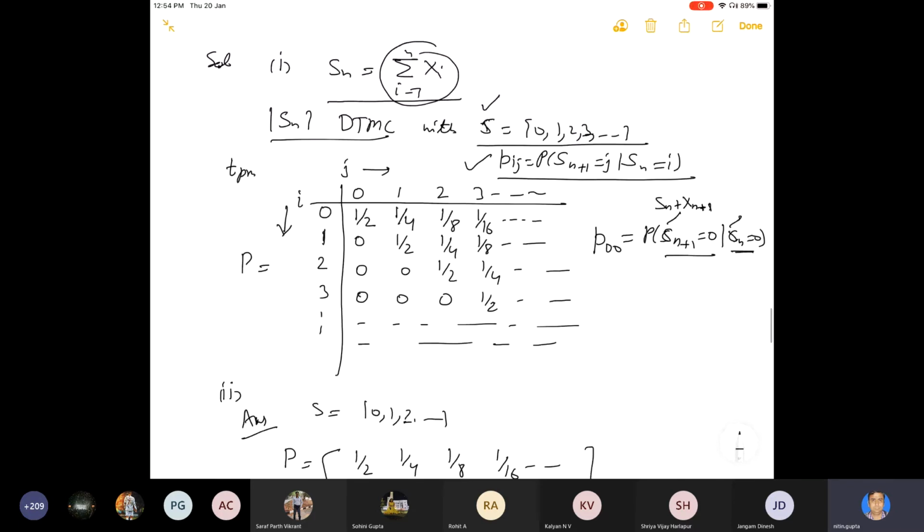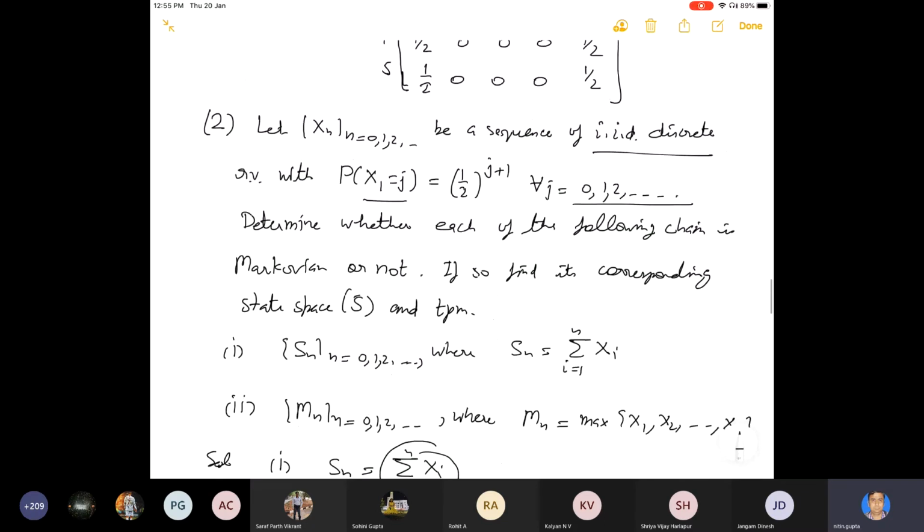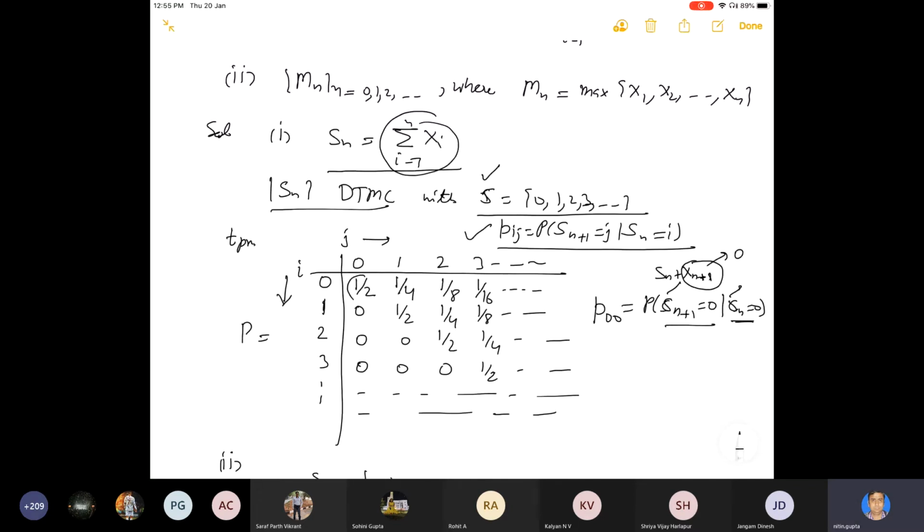That means x1 has the same distribution as x2, x2 has the same distribution as x3, and so on. So if Sn is 0, how can this summation be 0? This summation can be 0 when xn plus 1 takes value 0, which is the same as x1 taking value 0. And what is the probability of that? The probability of that is half raised to power 0 plus 1, so that means half. So the answer is half.